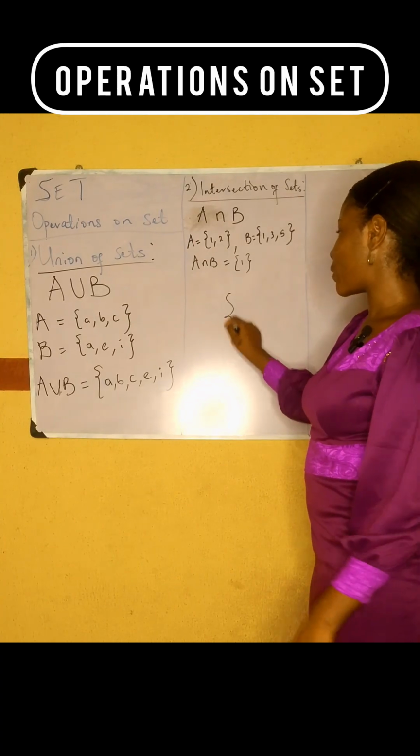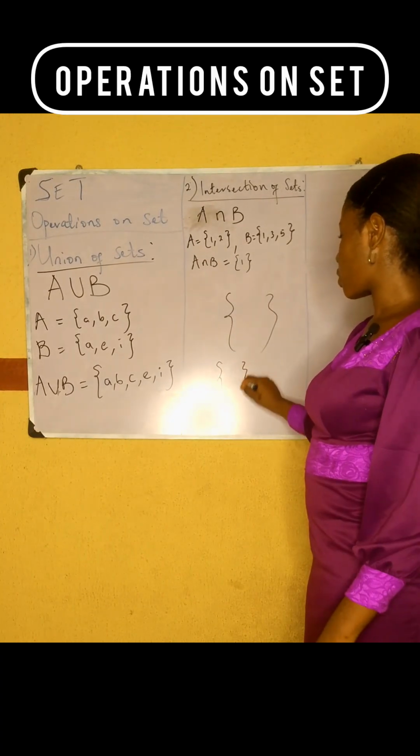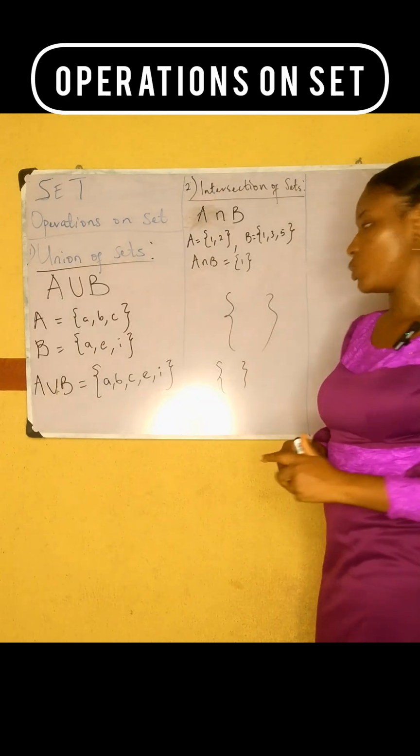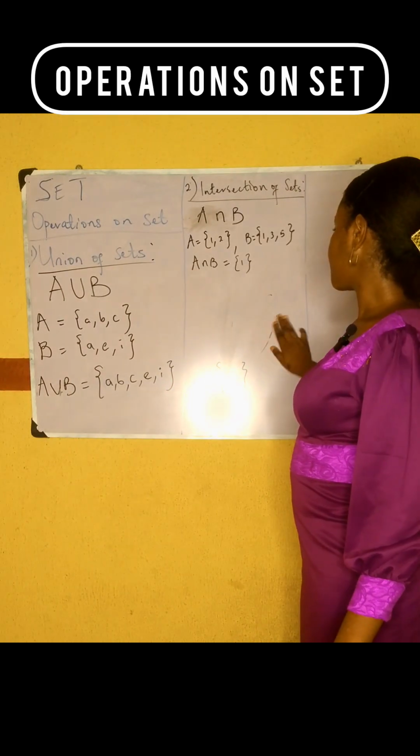I hope you can write your curly brackets now, or are you still finding it difficult? Anyhow, you write that. So that's our A intersect B.